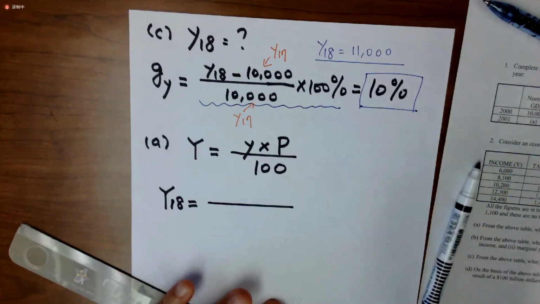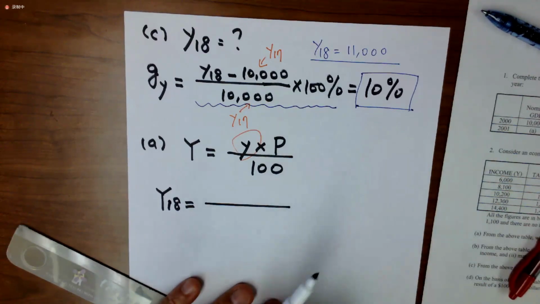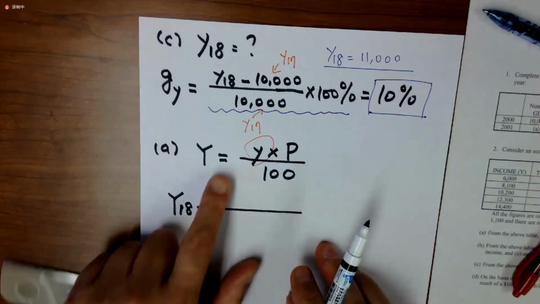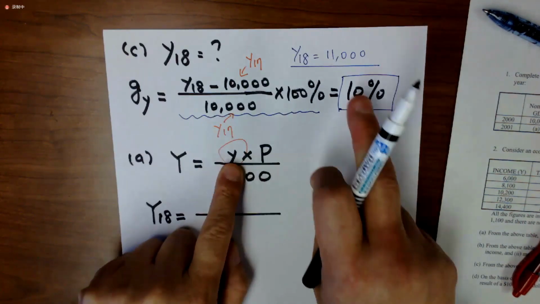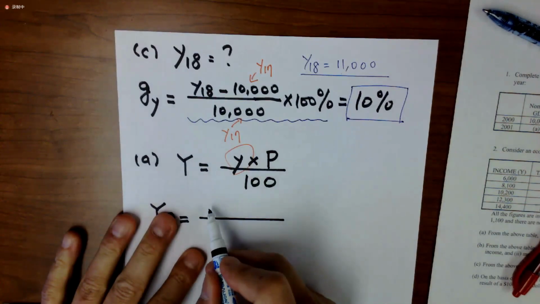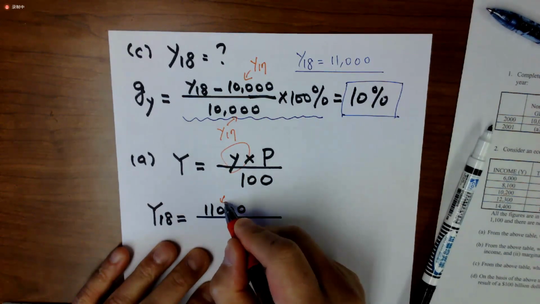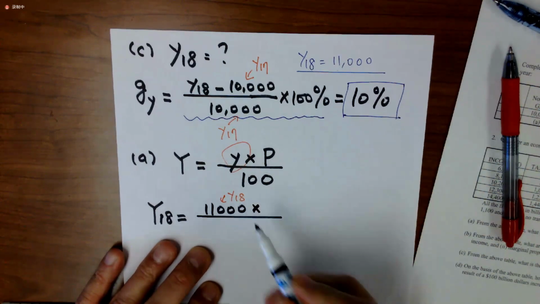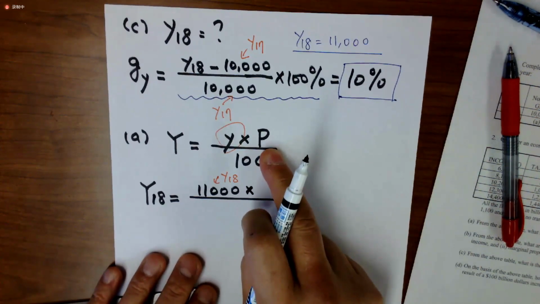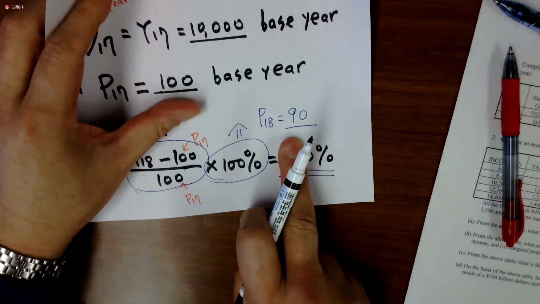2018. Question for you. Do I have the real GDP of 18? Say yes. Do I have the real GDP of the year 18? Yes. What is that? 11,000. Okay, so this is my Y18. And do I have the GDP price index for the year of 18 that we derived earlier? Yeah. Agree? Yeah? So, what is it?